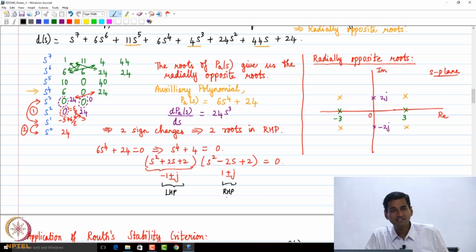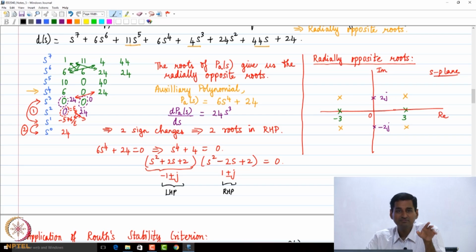So there are 2 roots in the right half plane, 2 roots in the left half plane for the auxiliary polynomial, right? That constitutes a radially opposite set. There are 3 remaining roots, which are once again going to be in the left half plane. Why? Because if you look at the epsilon entry and the entries below and above epsilon, since there is a sign change, we conclude that there are roots in the right half plane.